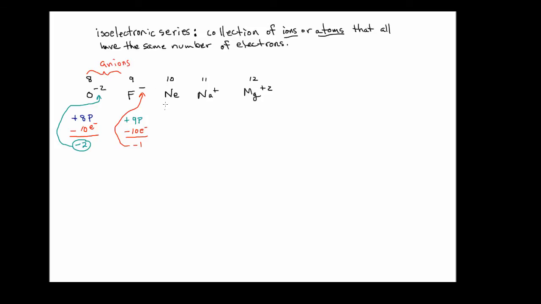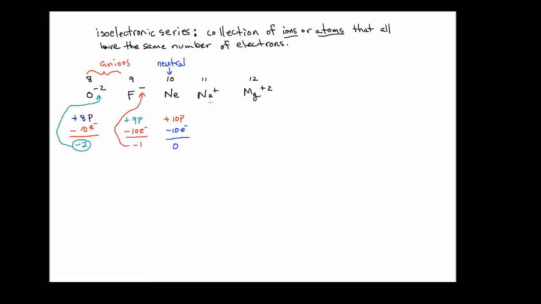All right, now in the case of neon, we've got plus 10 protons, and we have minus 10 electrons. The sum total is 0. That's why this is neutral. And I think I'm going to go ahead and put this in words for anyone out there who's sort of weak in this area. All right, so this is a neutral atom.